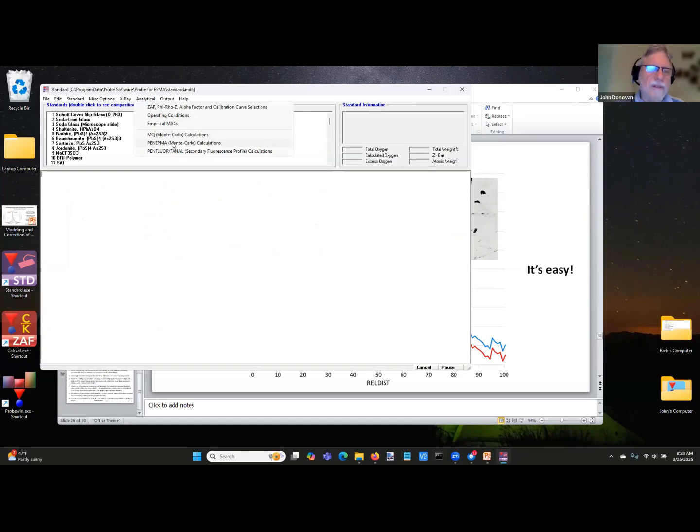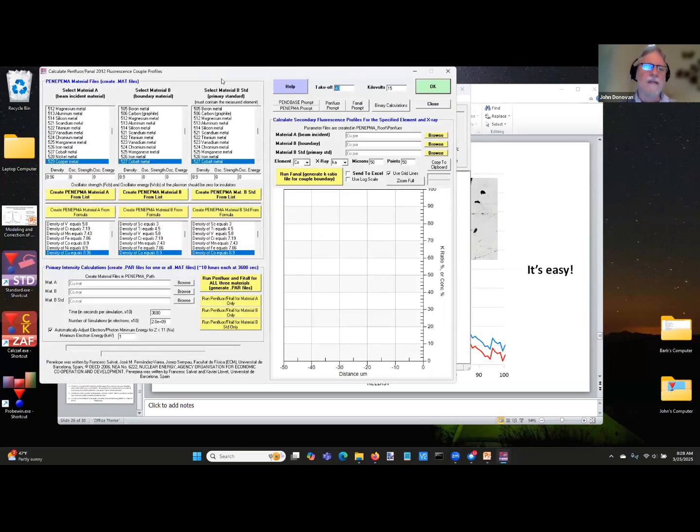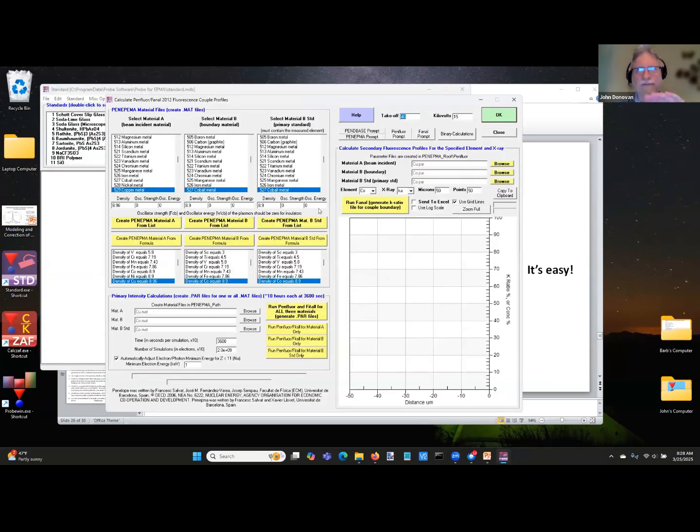And there's the PENEPMA, the full Monte Carlo simulation, the full Monty, as they say. And then there's the quick and easy modeling from PenFluor, which is a variation on PENEPMA. It's a little simplified in the sense that it always assumes a perfectly vertical boundary that's infinitely deep, and it doesn't assume any electron leakage, and there are some other things. But you basically just specify, you browse for.